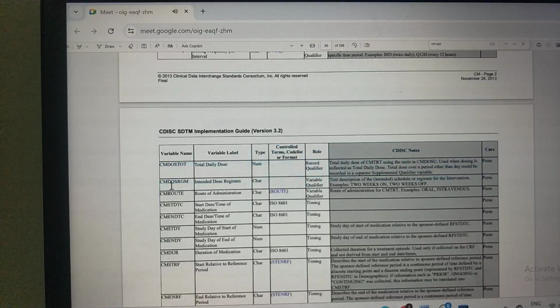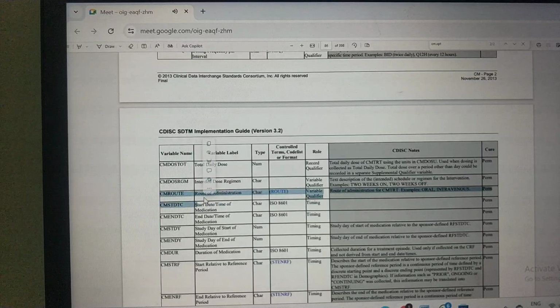And then CMDOSRGM, the intended dose regimen. Intended dose regimen means, for example, two weeks on, two weeks off: how the dose regimen was taken. For some medications, we take it continuously for two weeks, then give a gap of two weeks, or one week, or one month, and then we start again. So what is the dose regimen? It is the text description of the intended schedule for the regimen for the intervention, for example, two weeks on, two weeks off. This is the dose regimen.